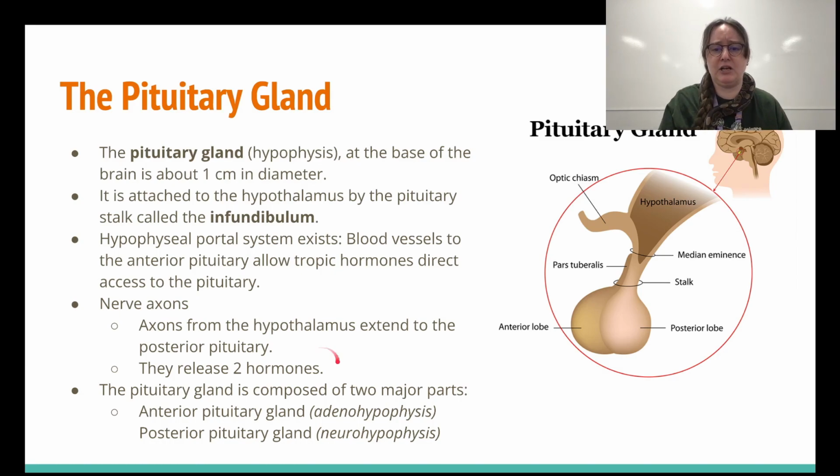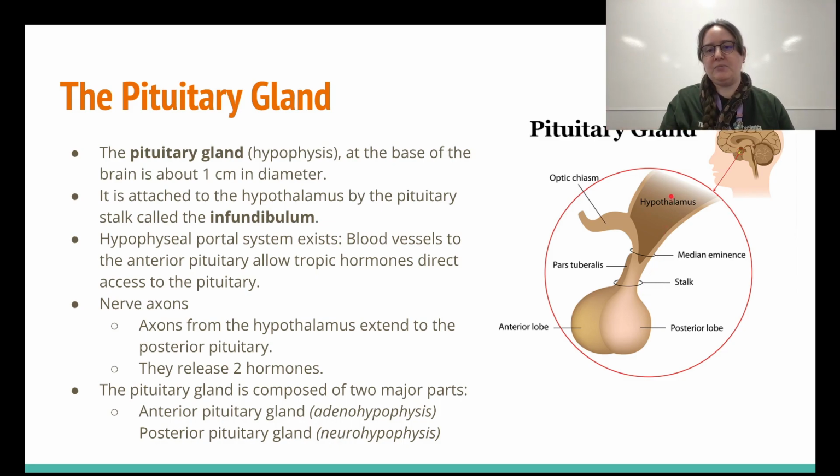Now, he's got 2 lobes. He's got the anterior lobe, which is slightly bigger than the posterior lobe. The anterior lobe is known as the adenohypophysis, and the posterior pituitary gland right here is called the neurohypophysis. Excuse me. Too many H's, too many O's, too many P's. But hey, they didn't ask me to name these things.